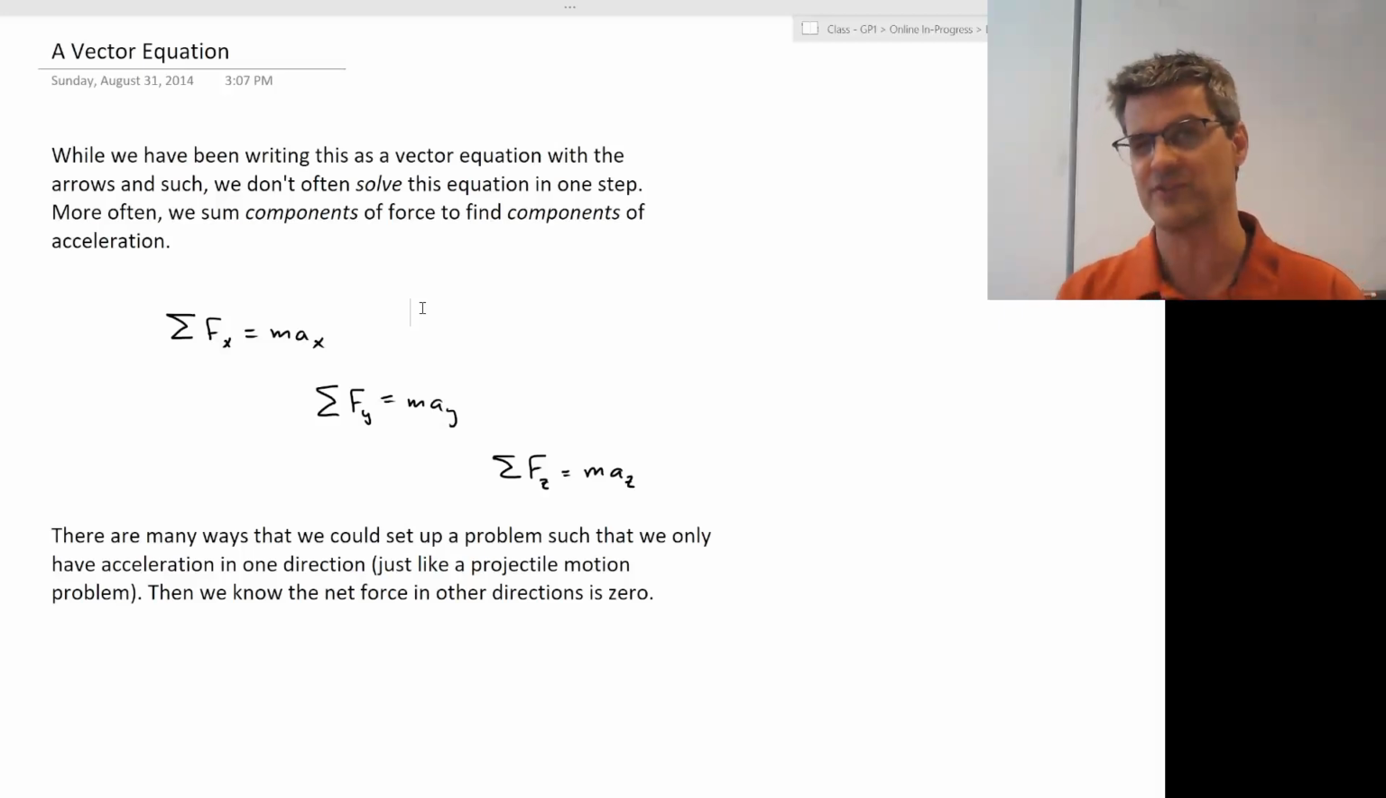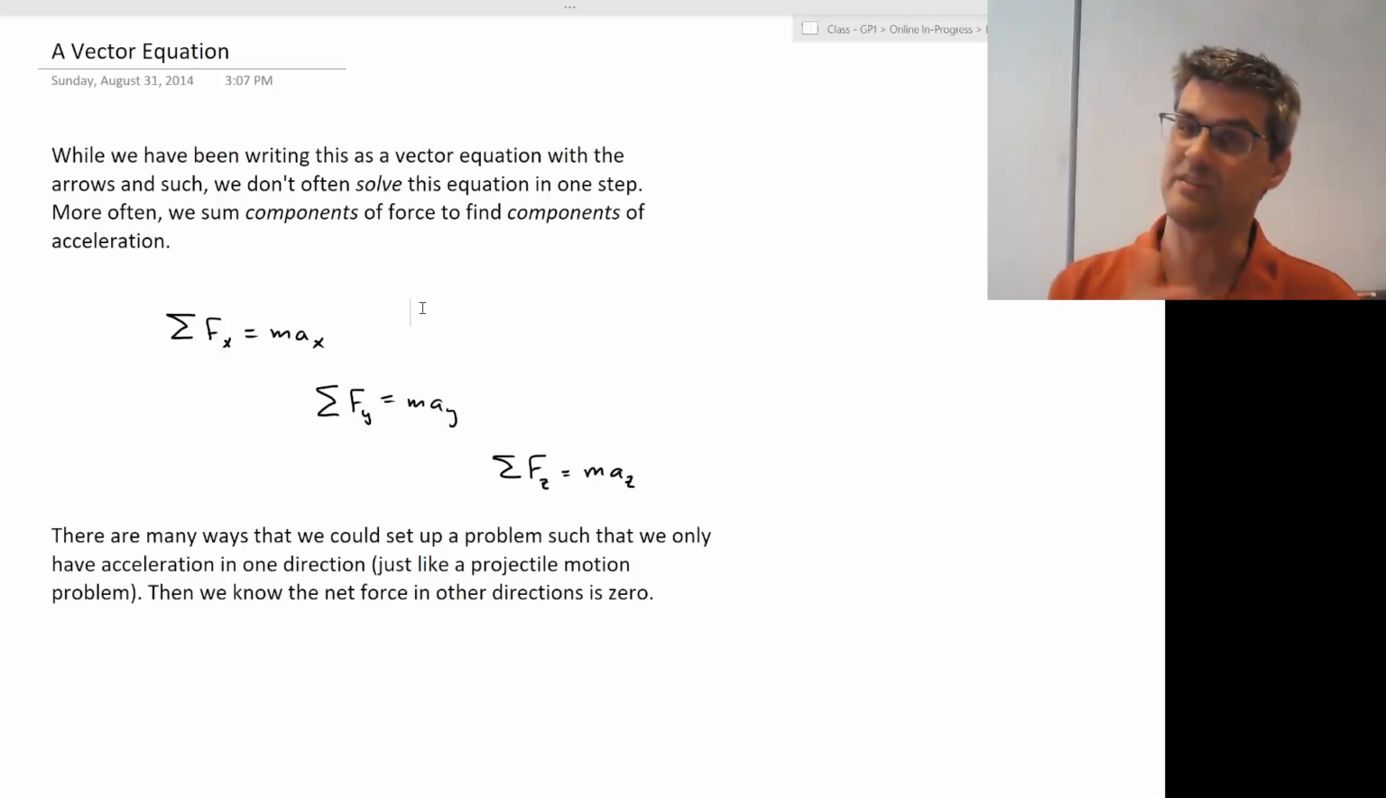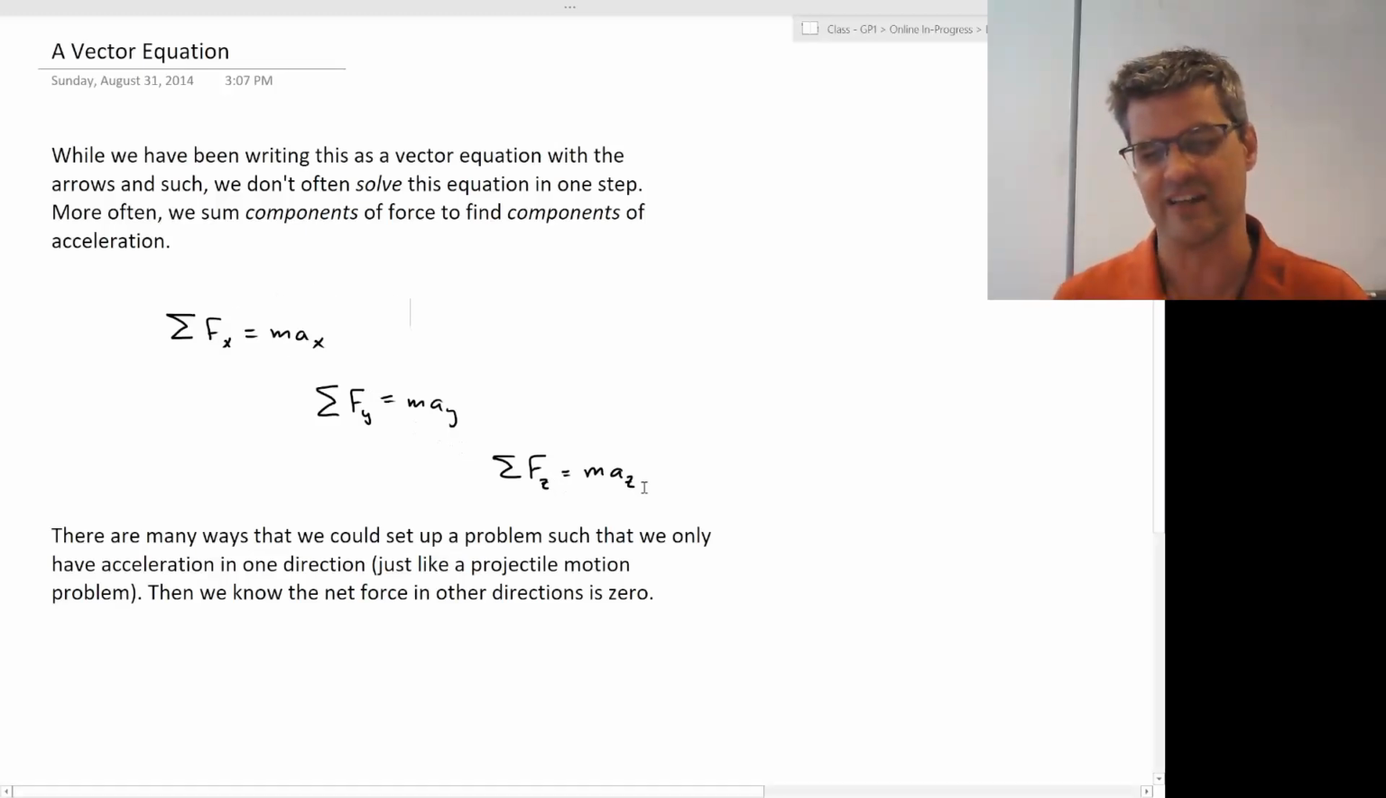Sometimes some of these forces will balance. Sometimes some of these forces will not. And that's totally fine. But we can handle each of these things in its component form, working with x, y, and z independently if we wish.